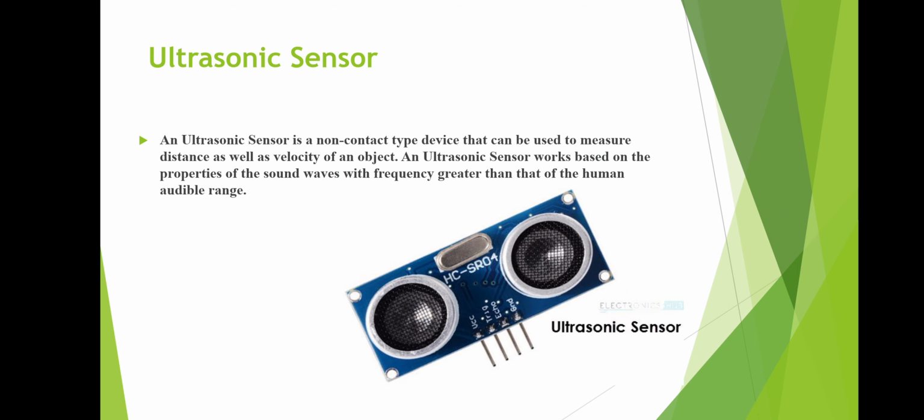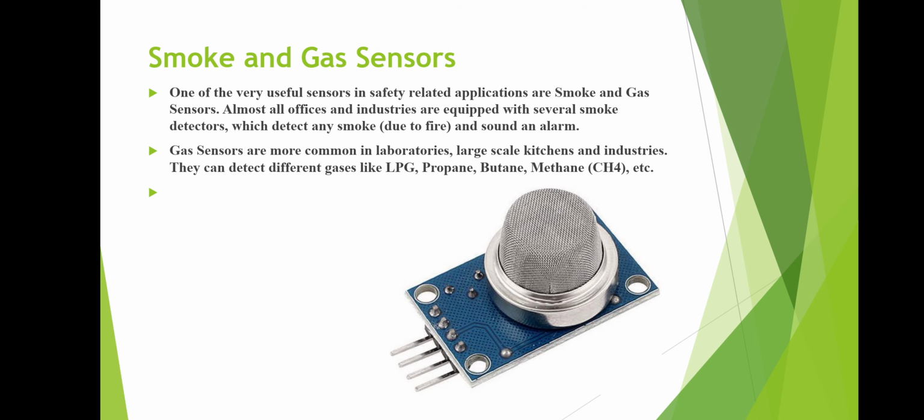Ultrasonic sensors. An ultrasonic sensor is a non-contact device that can be used to measure distance as well as velocity of an object. An ultrasonic sensor works based on the properties of sound waves with a frequency greater than the human audible range. Smoke and gas sensors. Smoke sensors, mainly used in offices and industries, are equipped with several smoke detectors that detect smoke and raise an alarm. Gas sensors are most commonly used in laboratories, large scale kitchens and industry. They can detect different gases like LPG, propane, butane, methane, etc.